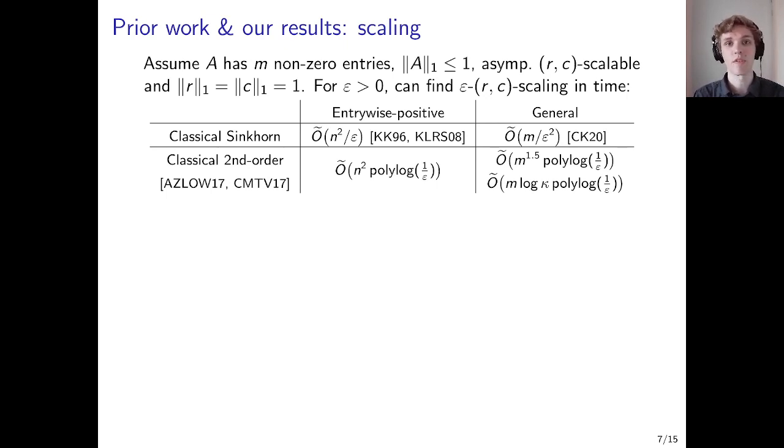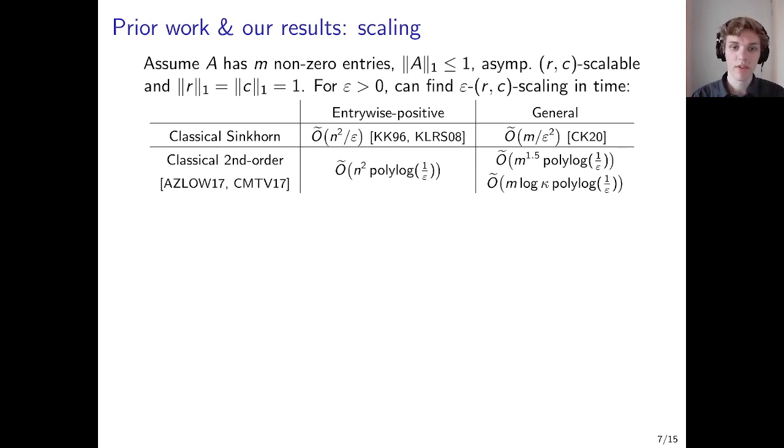These rely on graph sparsification and Laplacian system solving, but these can find, at least for entrywise positive matrices, epsilon scalings in roughly linear time, with a logarithmic 1 over epsilon dependence. And linear here just refers to being linear in the input size, which is n squared in the entrywise positive case, and m in the general case. Furthermore, you can also find in almost linear time scalings, even for general matrices.